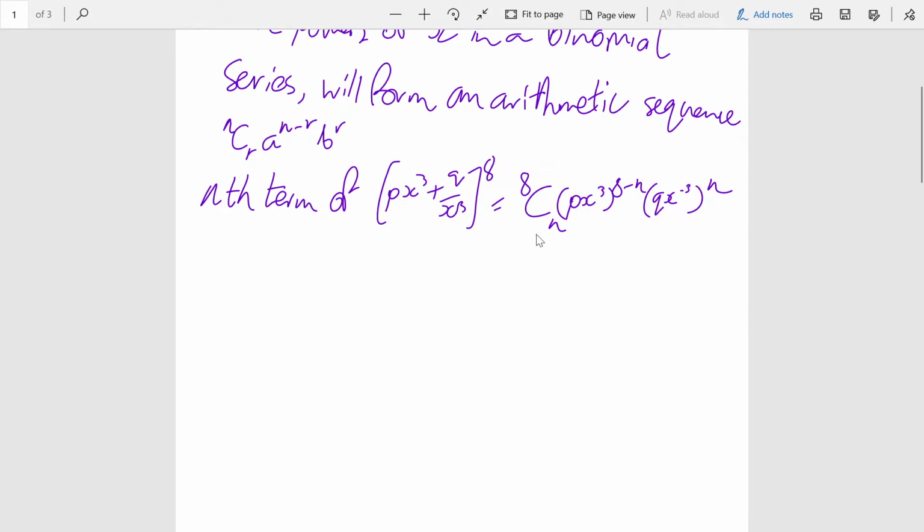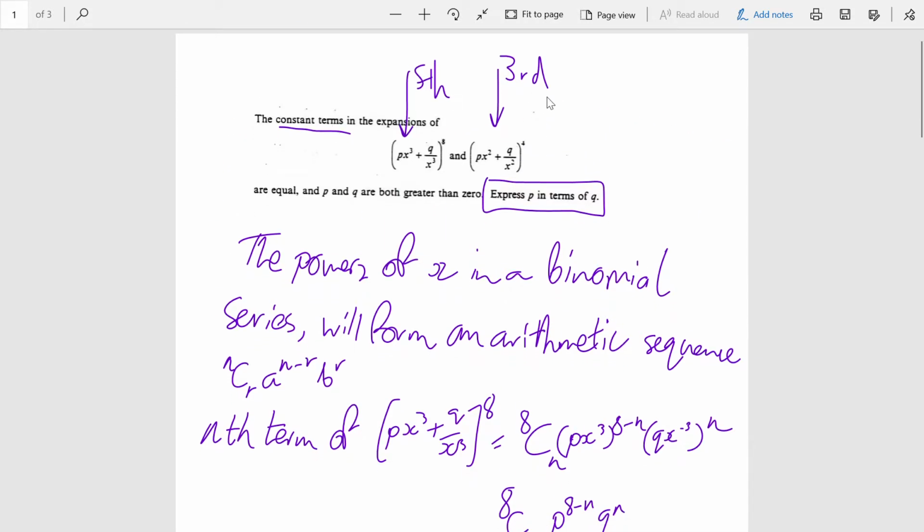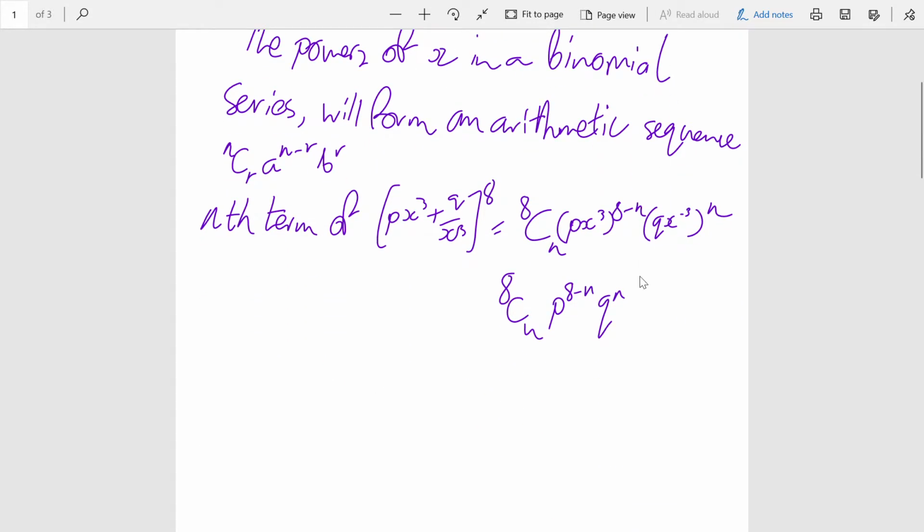So here we have 8 choose n. We're going to factorize out the p to the power of 8 minus n. And we're also going to factor out the q to the power of n. And finally, we're left with x^3 to the power of 8 minus n. So if you recall your indices rules, (x^a)^b is equivalent to x^(ab). So in this case, (x^3)^(8-n) will be x to the power of 24 minus 3n.